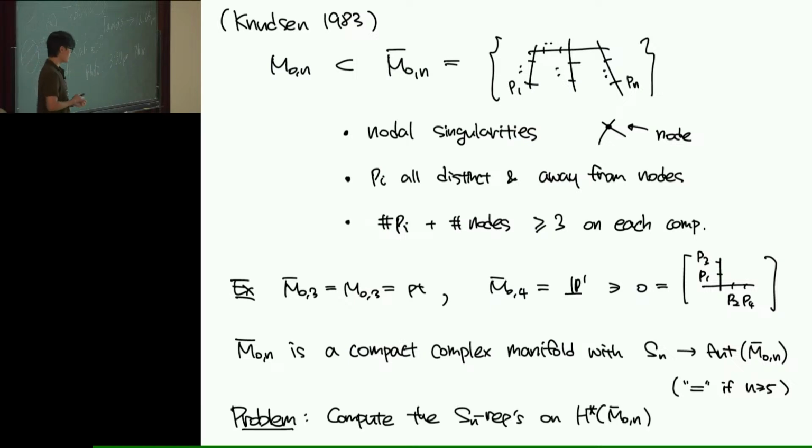So here's the problem. We want to compute the Sn representations induced on the cohomology of this moduli space. This is hard. This is harder than considering the restriction of the action to Sn-1, which fixes the last marking. So we will consider that first.